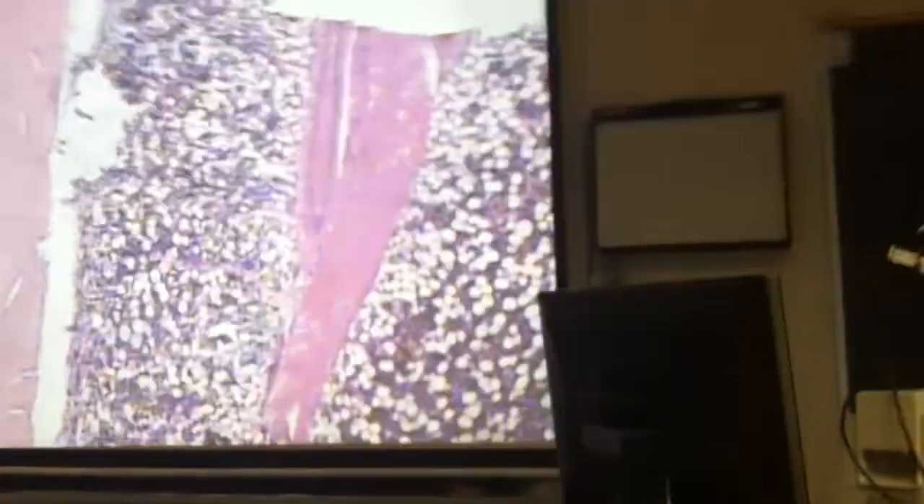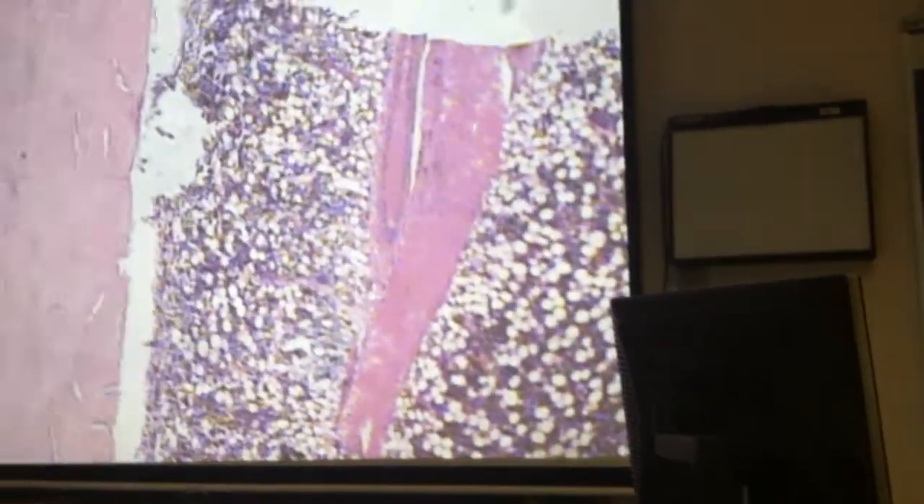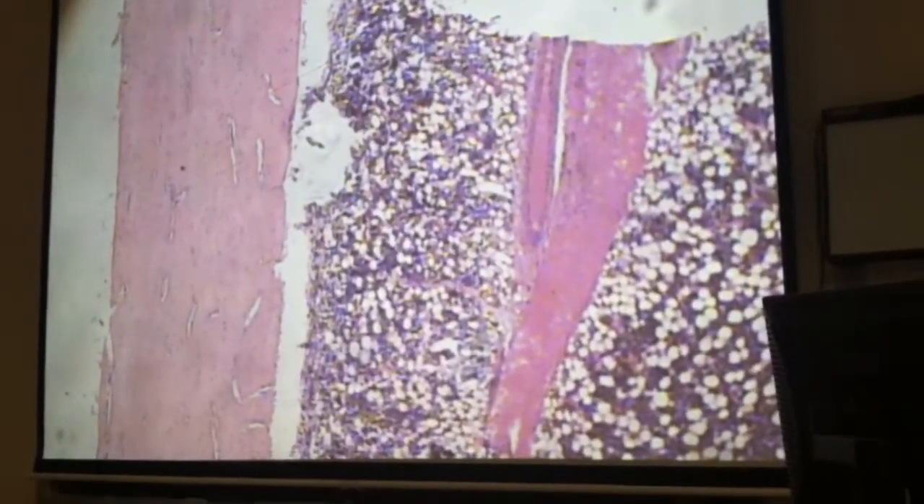This is a longitudinal section. Okay, so that means that if I take my radius right here on the thumb side, I would take a section of it this way, the long way. Okay, look at the long way, along a frontal plane. Okay, not a cross section.